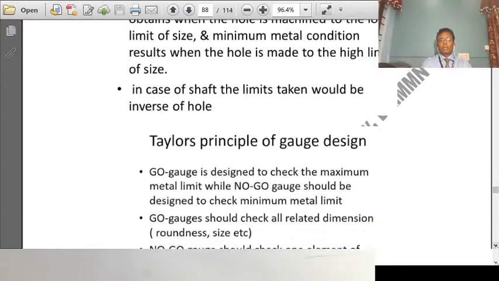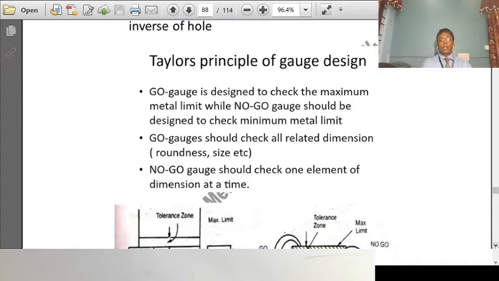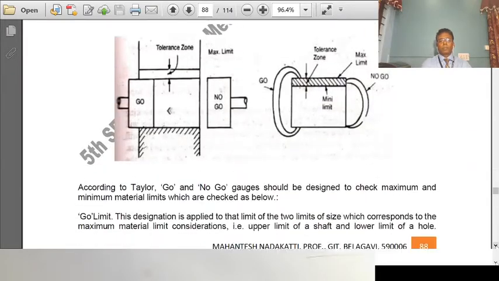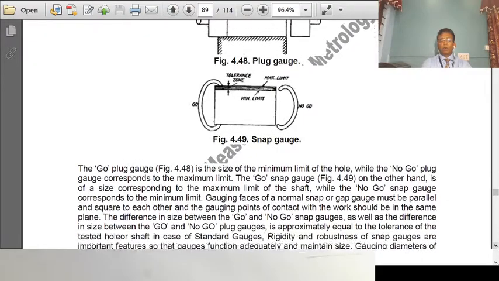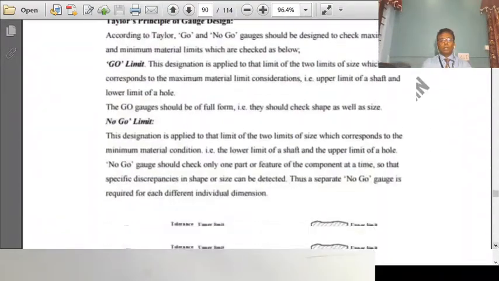Taylor's principle for gauge design. Go gauge is designed to check the maximum metal limit, while the no-go gauge should be designed to check the minimum metal limit. Go gauge should check all the related dimensions, that is roundness, the size, etc. No-go gauge should check only one dimension at a given point of time. With this background, let me straight away go ahead with the solution to the numerical.